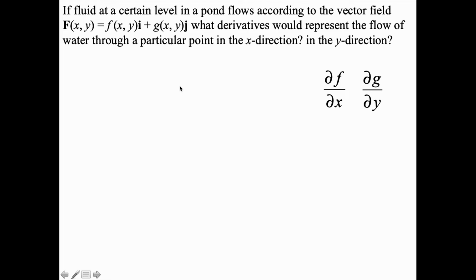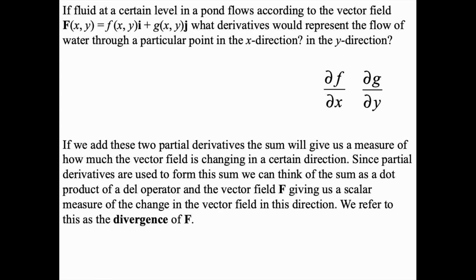Now, what do we do with these two things? They're scalars. The definition of divergence refers to adding these two things together. So if we add these two partial derivatives, that sum will give us a gauge or measure of how much the vector field is changing in a certain direction. Remember, the direction was defined by little f i plus g j. So by taking these partial derivatives together and adding them up, we're somehow quantifying how much this flow is changing in a certain direction defined by this vector field big F.